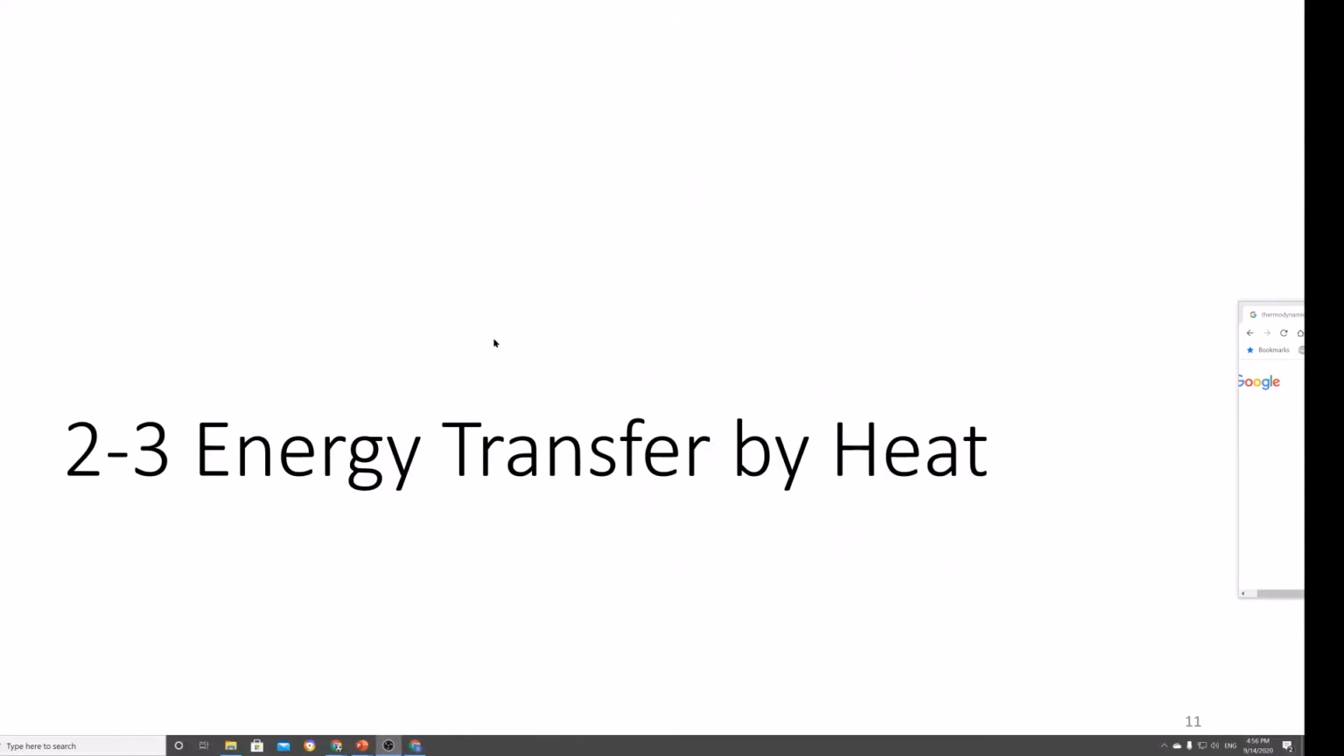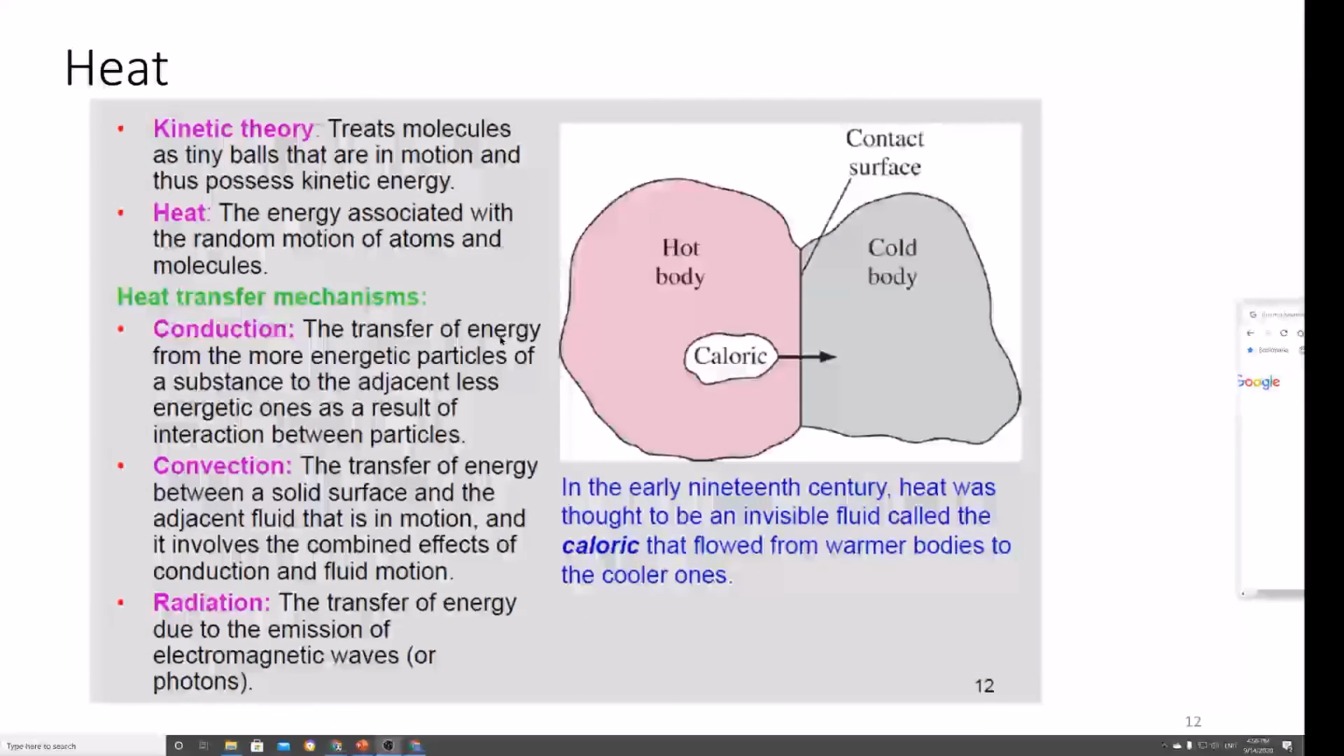Okay, energy transfer by heat. Some more terminology. Kinetic theory treats molecules as tiny balls that are in motion, possessing kinetic energy. And heat is basically this energy associated with the random motion of atoms and molecules. Okay, so that's heat, and then heat transfer, right? Three different ways we can get conduction.